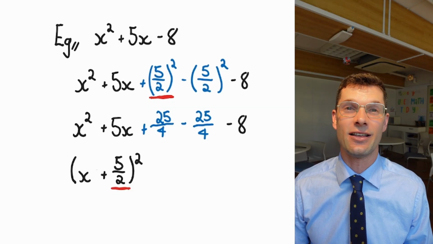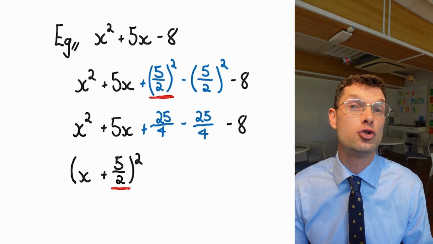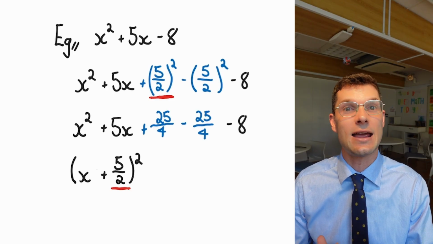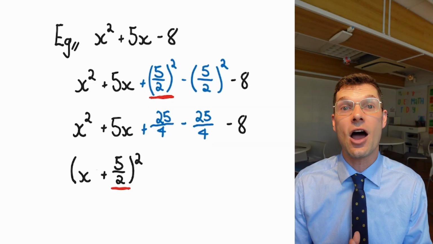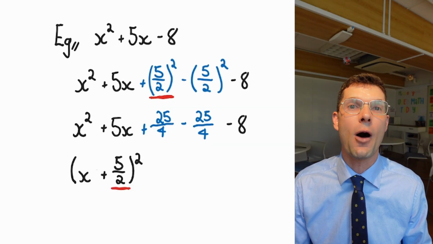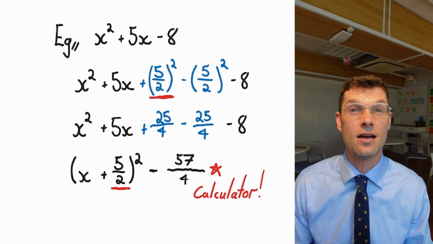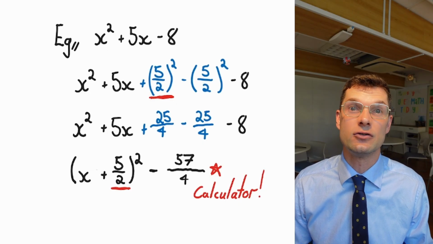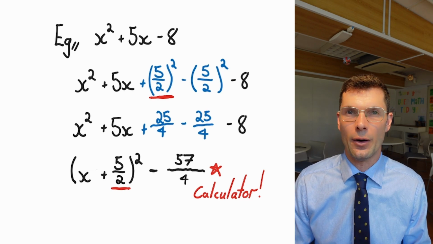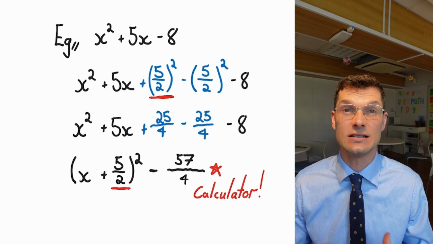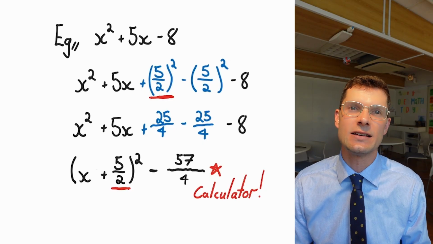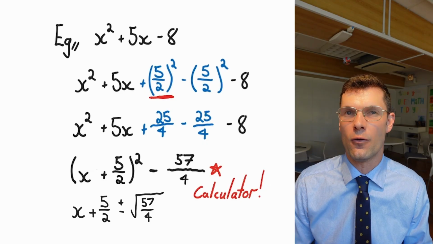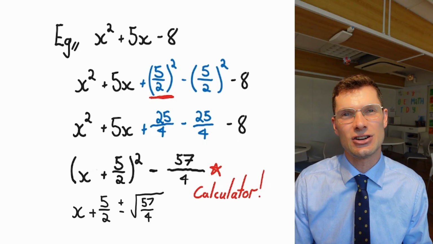I would definitely just use a calculator to simplify this last bit, but if you do not have a calculator for this type of test, we do know that 8 is the same as 32 over 4, and then I can minus 25 over 4 minus 32 over 4, which gives me minus 57 over 4. Now my answer for this one would be x plus 5 over 2 all squared minus 57 over 4. Again, if you do have to find this as one fraction using our difference of 2 squares, we've got x plus 5 over 2 plus or minus root 57 over 4. This would be our final answer for this question, and we're done.